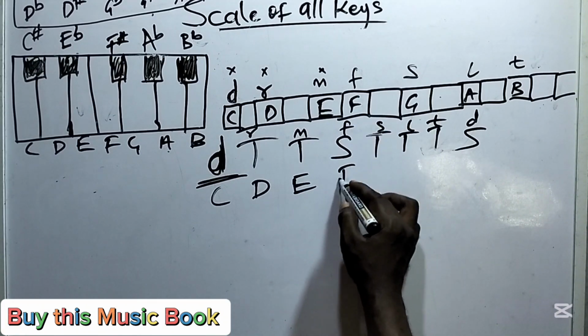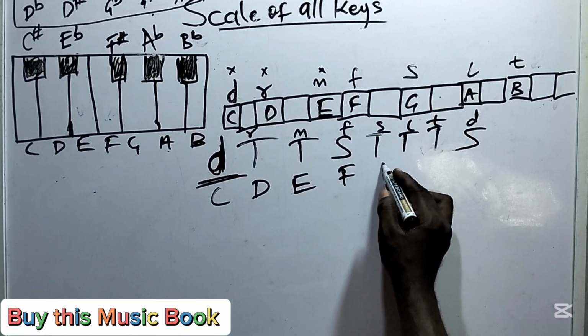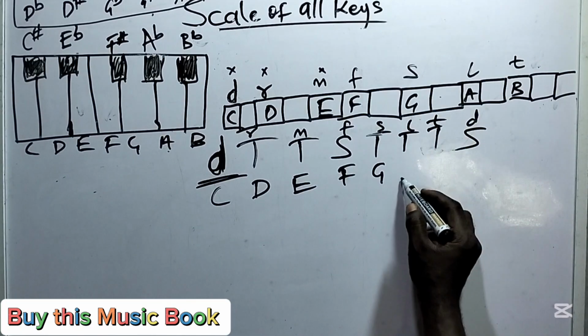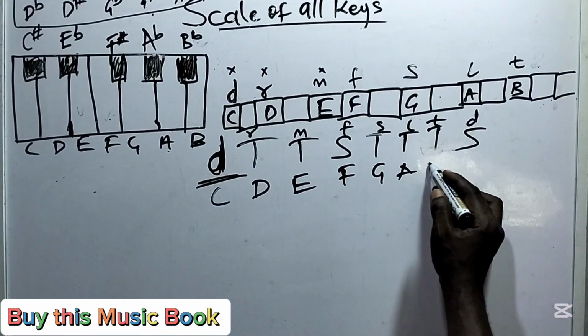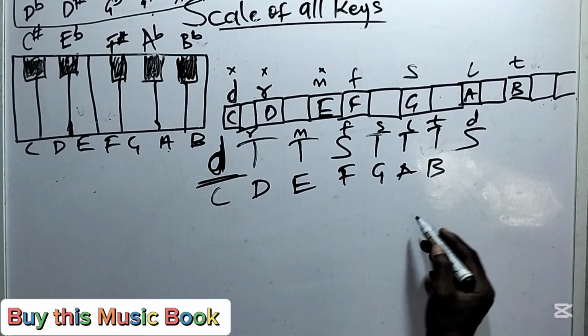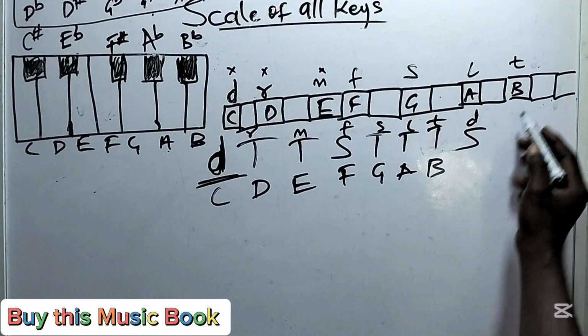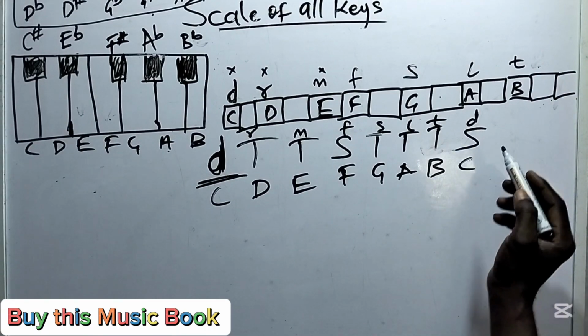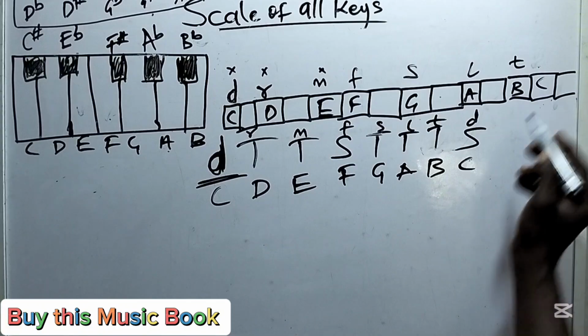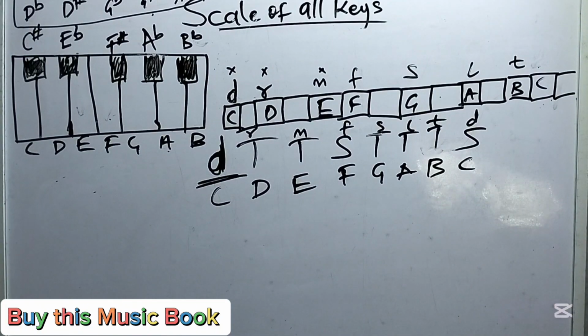F, the sol of it is what? G, the la of it is what? A, the ti of it is what? B, the do of it will be C because the next one is a semitone. You understand? Ti to do is a semitone, it will be C, which is here. Okay, let's choose another key. Just follow the principle, you still get everything.